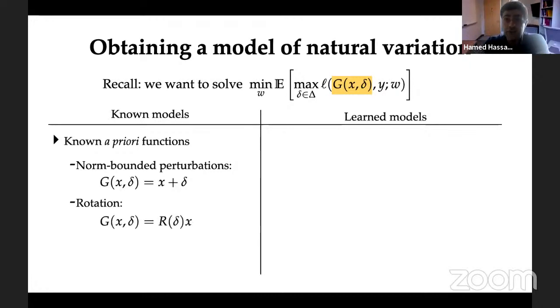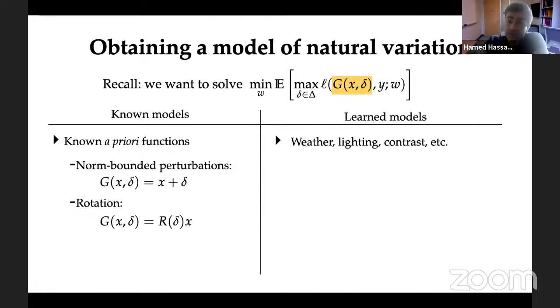For rotations, for example, the nuisance parameter could be just the angle, and the model would be just the rotation matrix that corresponds to the angle times your data point. Again, this is a very simple model to obtain. Once you have this model, you can just plug it into this minimax problem, and you try to solve for the best robust model that you can have. Okay, so these are models that are given. You know them. You can just easily leverage them to solve your problem.